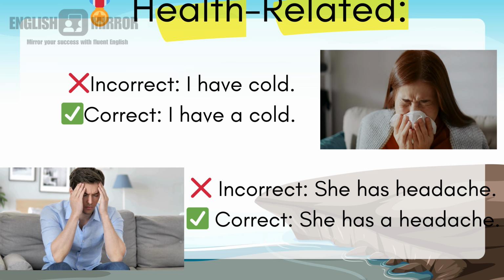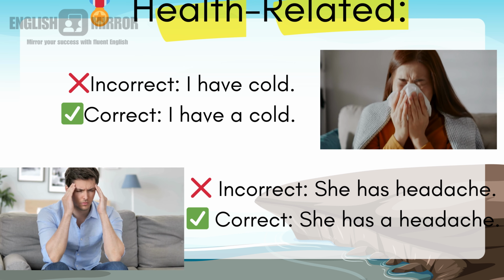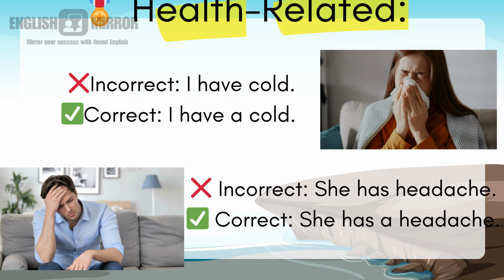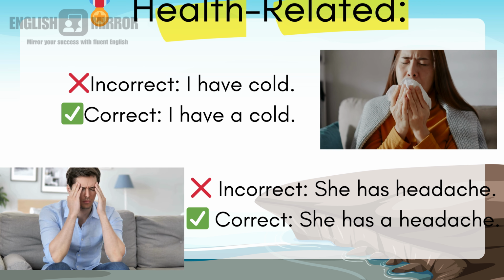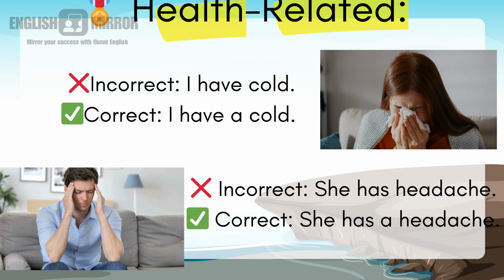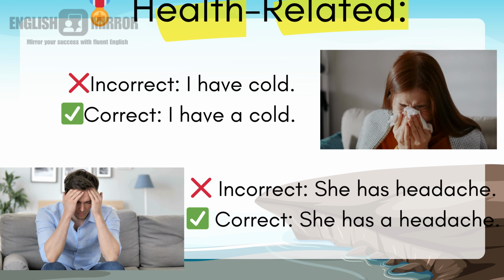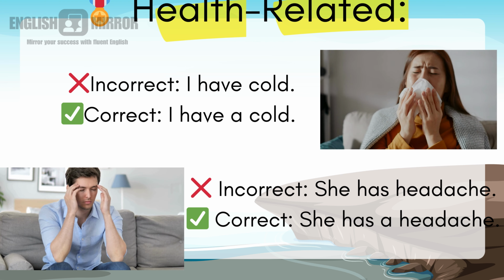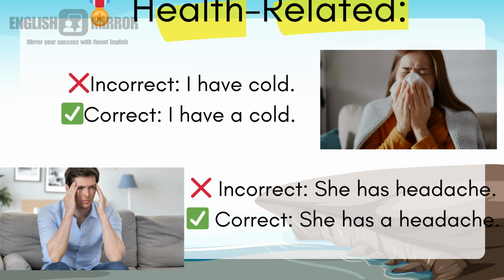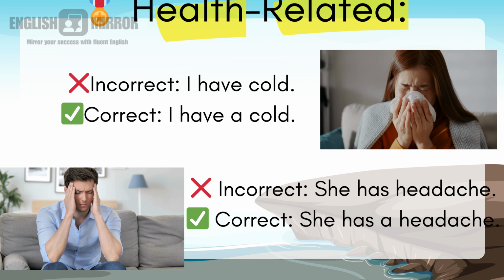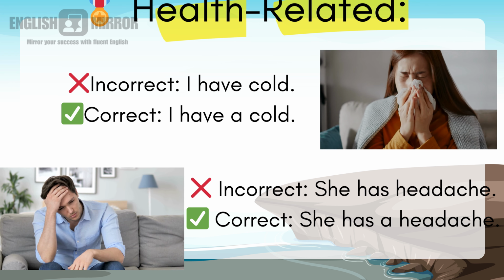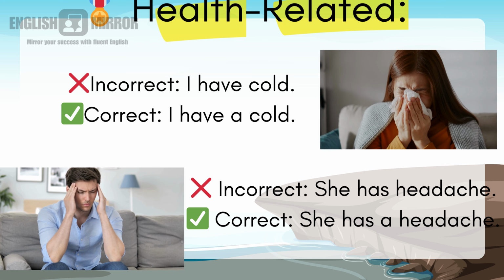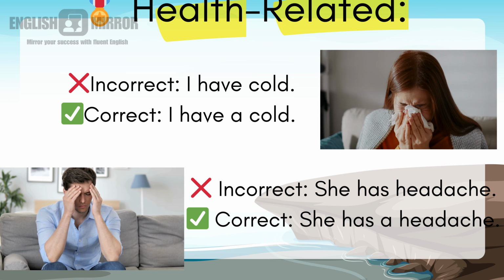There are a few health-related sentences also. I have cold. Whenever we have a fever or something, we might say I have cold. No, it's wrong, meaning it is not correct in its sentence structure. You have to say what you have: I have a cold. We have different issues with our body, and here we have got a cold. Next one: she has headache. That is not specific. You should say she has a headache. That is the proper way of saying it.